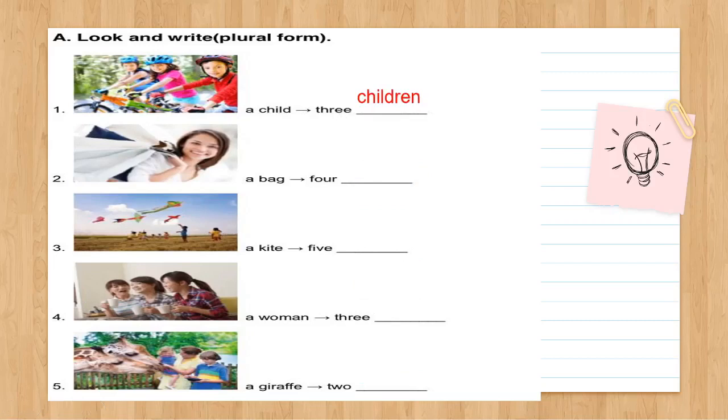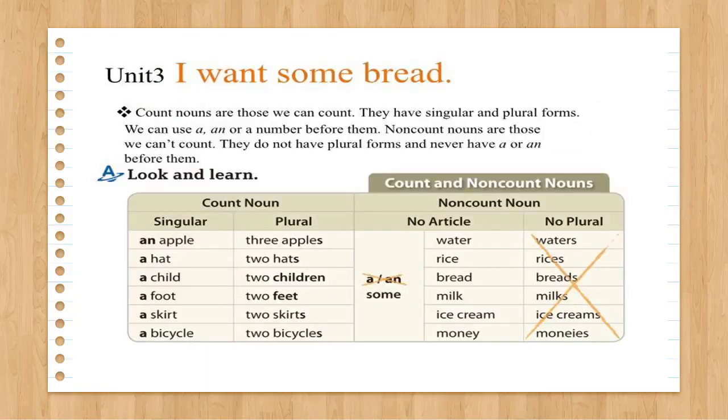So when we change it from singular, child, we need to change it to children, right? A bag, we need to change it to four bags. And a kite, we change it to five kites. A woman, we change it to three women. A giraffe, we need to change it to two giraffes, right? So this one is our answer for this exercise. So now let's move to another one.